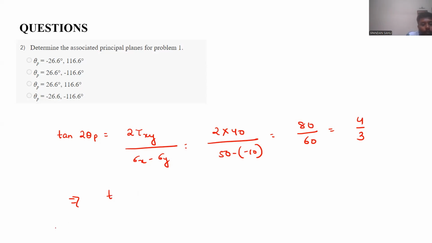So tan 2 theta p is 4 upon 3. So 2 theta p equals tan inverse 4 by 3. Can you please tell me the value of tan inverse 4 by 3?